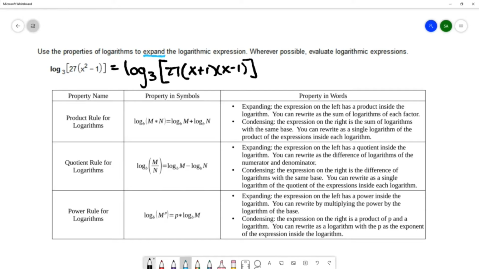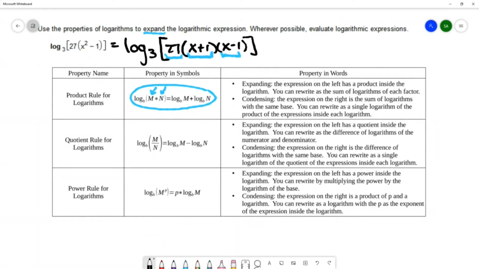And the reason I did that is because that produces an extra factor for us. We have 3 factors. We have a factor of 27, a factor of x plus 1, and a factor of x minus 1. And so when we use the product rule, this example I've given you only has 2 factors, and we're going to use 3.